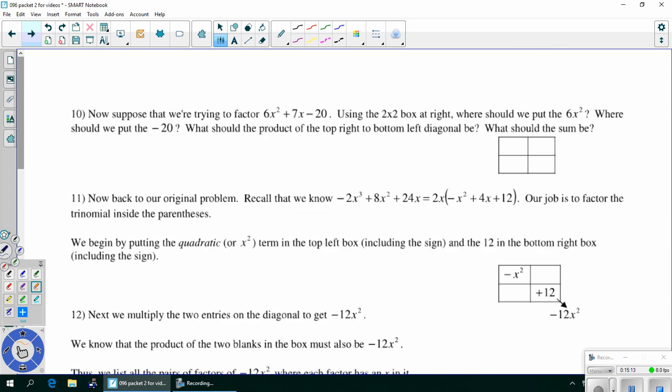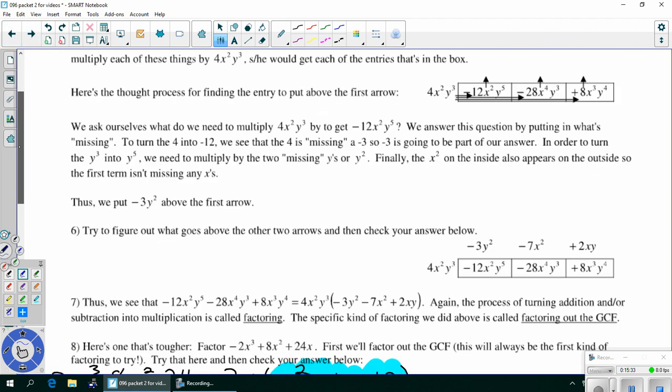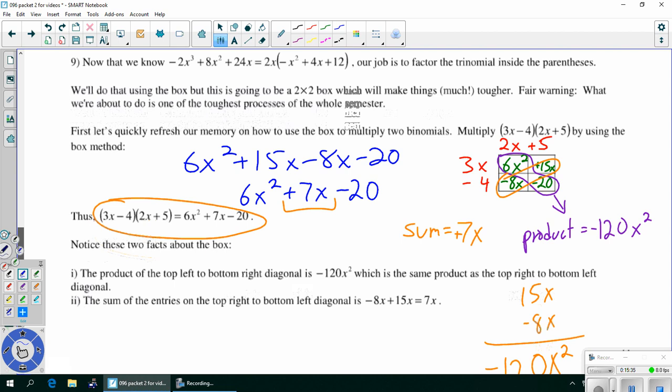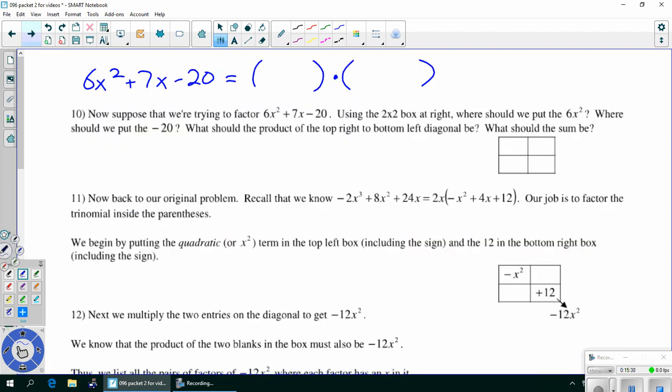Next page. Now suppose that we are trying to factor 6x squared plus 7x minus 20. Now, we already know what the answer is. Remember, we're trying to factor, which means turn into multiplication. And we just got this answer, right, coming from the previous problem. So where did the previous problem start? Well, it was 3x minus 4 and 2x plus 5. So that's the answer to this problem. Factor this 6x squared plus 7x minus 20. The answer is 3x minus 4 times 2x plus 5.